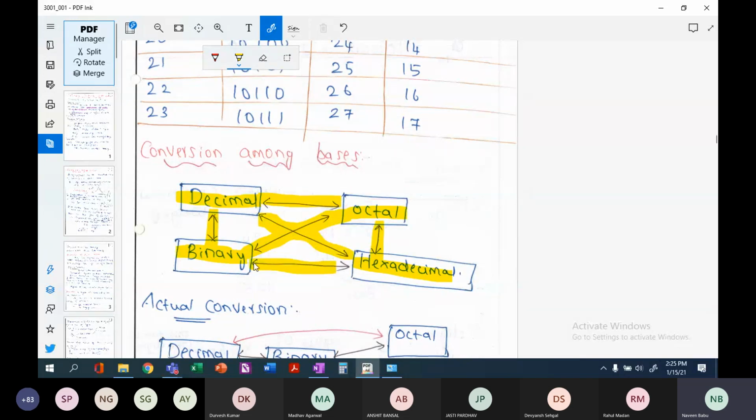Please note that these four are not the only bases that are available. You have the unary system. You can have a system with base 5, 6, 7 or 8, or 8 is already there. So all these conversions are definitely possible.